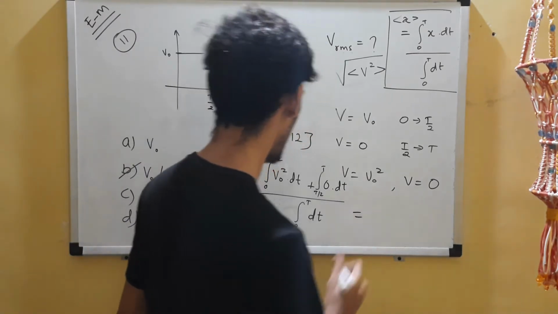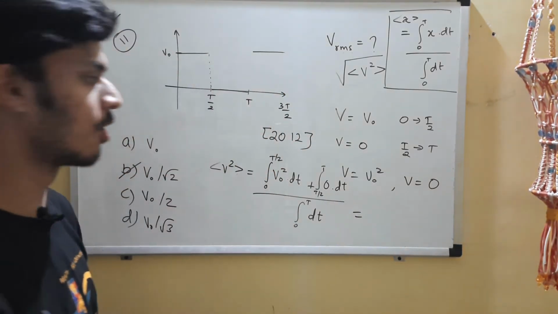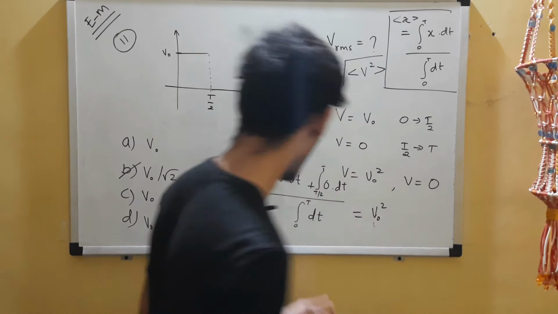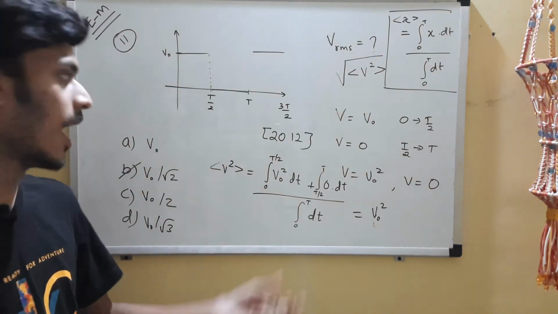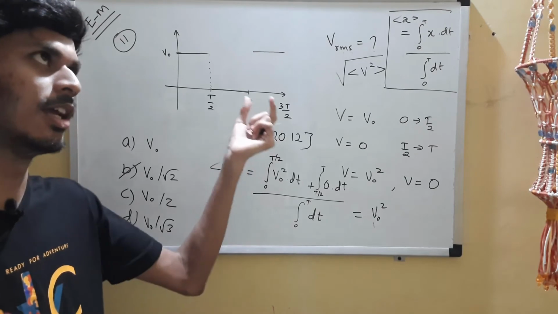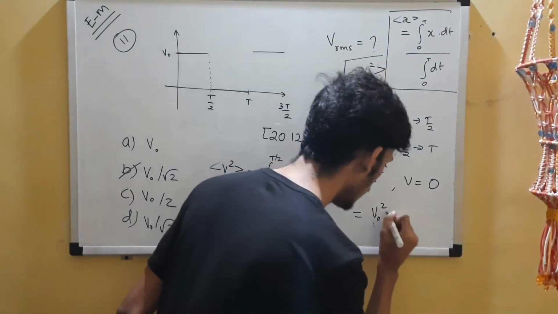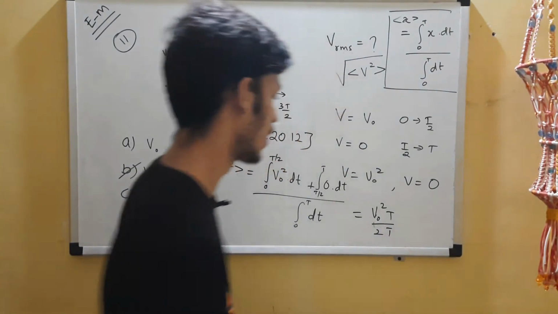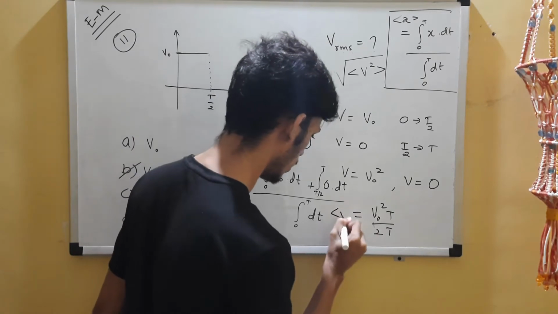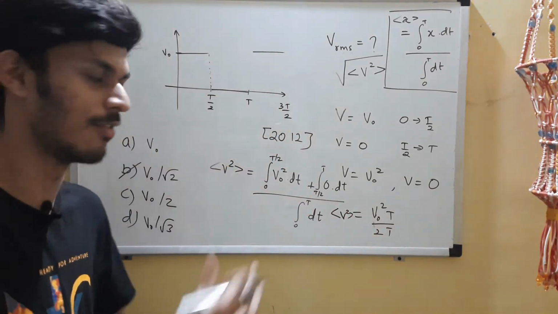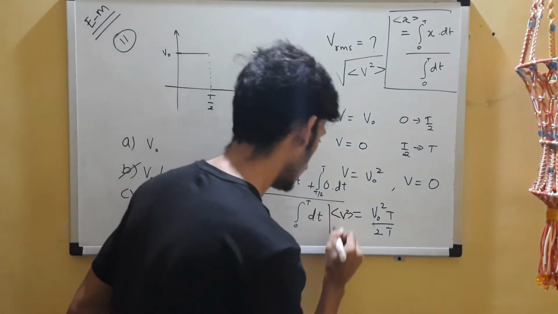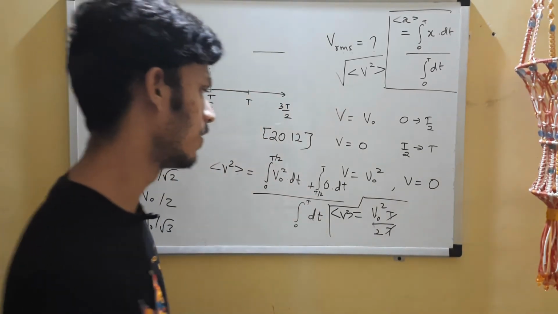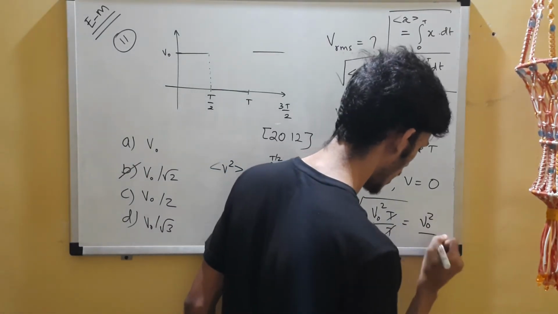Here V naught is a constant value, you can see that on the graph. So V naught square, and the integration of dt will be t, and when you substitute the limits it will be t by 2 minus 0, which is t by 2. Remember this is the mean of V square. We have to take the root after this. So the t from the numerator and the t from the denominator will get cancelled, and you have V naught square by 2.